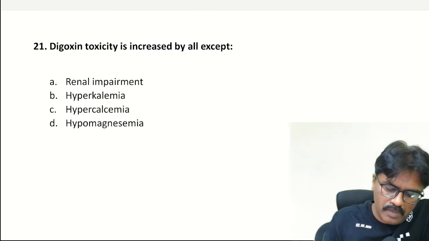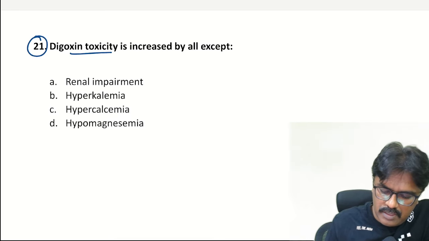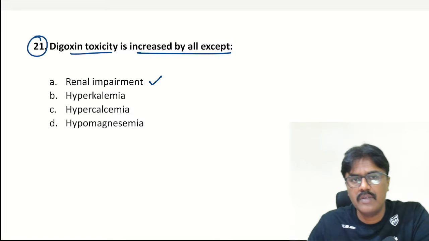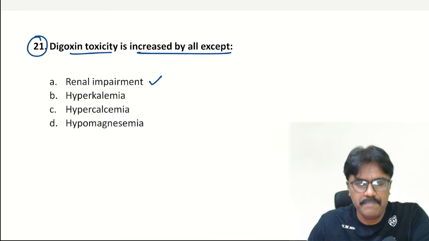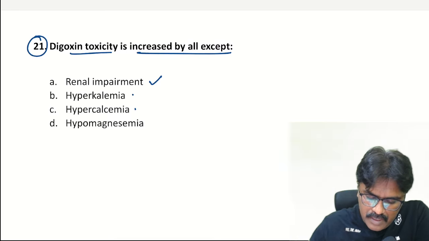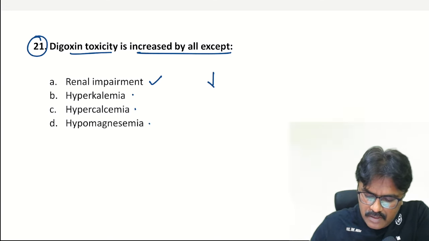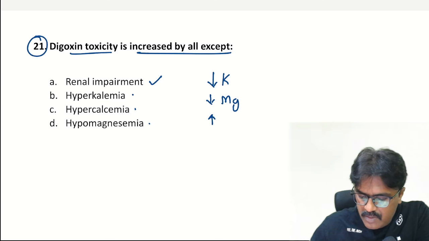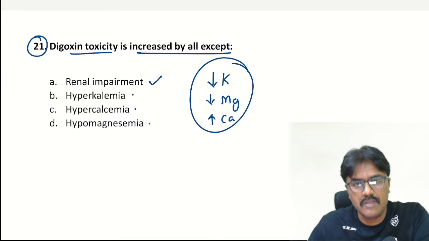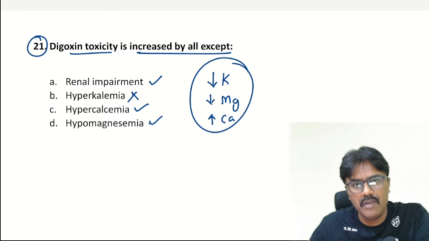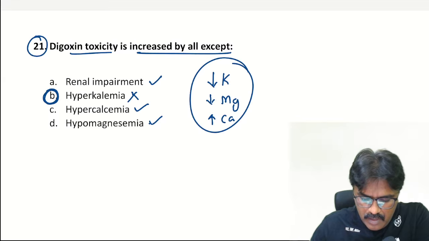Let's move on to question number 21. Digoxin toxicity is increased by all except. Obviously, renal impairment will increase it because digoxin is eliminated in the kidney. Hyperkalemia, hypercalcemia, hypomagnesemia. Remember the electrolytes: decrease in potassium, decrease in magnesium and increase in calcium are responsible for digoxin toxicity. Hyperkalemia is not going to cause it; hypercalcemia and hypomagnesemia will. So the answer will be option B, hyperkalemia is not responsible.